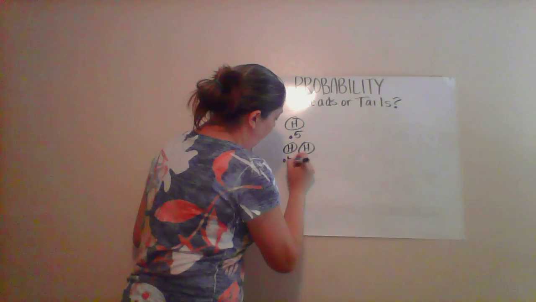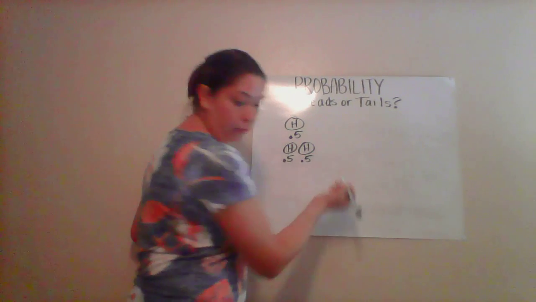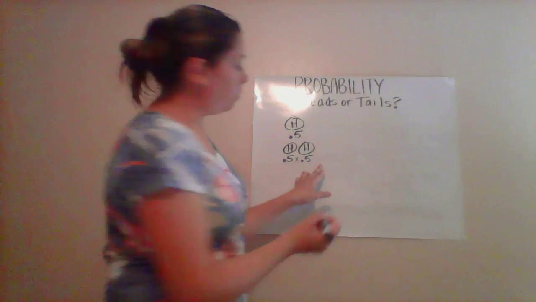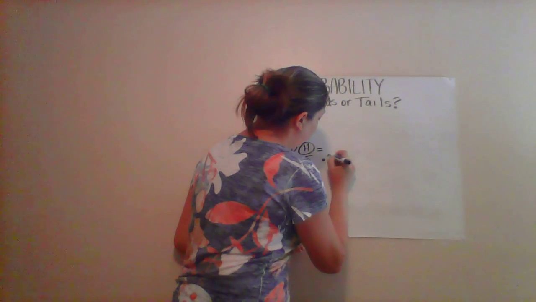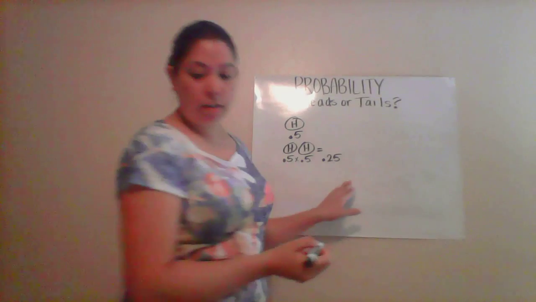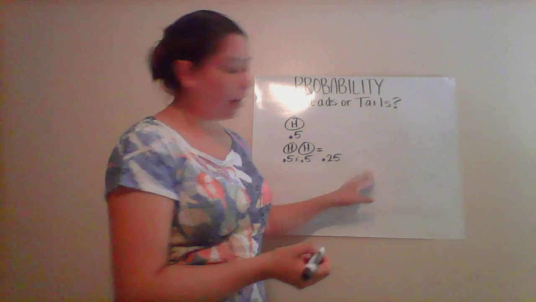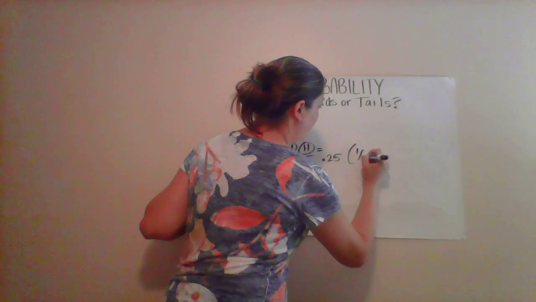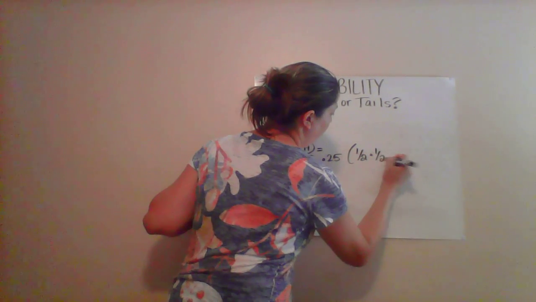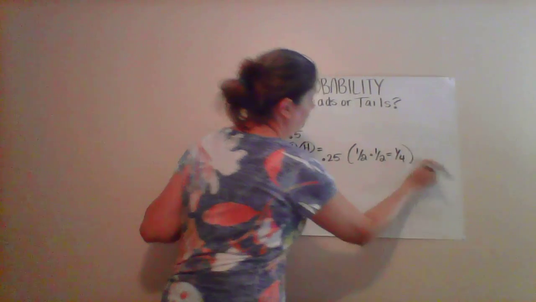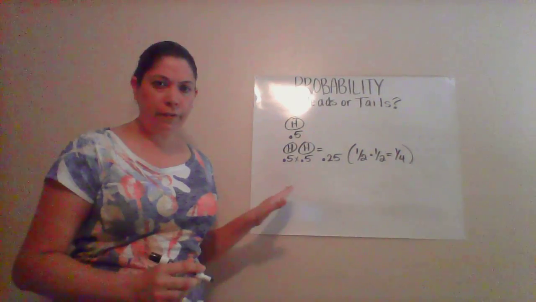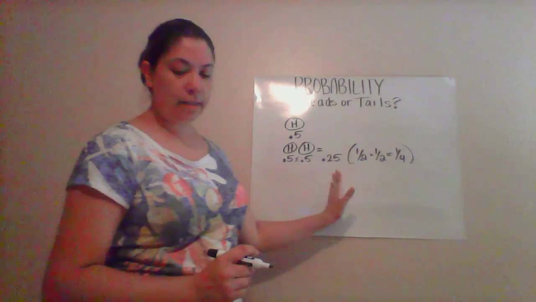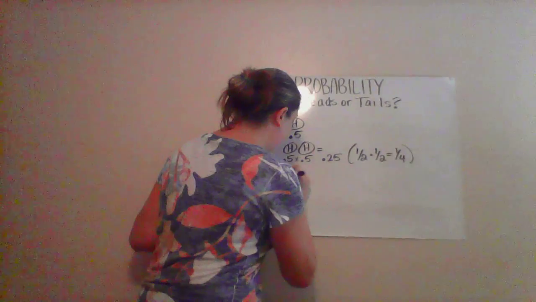So we have 0.5, 0.5. 0.5 times 0.5 equals 0.25. Okay, so we can write it as a fraction, which would be 1/2 times 1/2 equals 1/4. Okay, what's the probability of it landing on heads with 3 coins? We have 3 coins on heads. We can figure that out really easily.